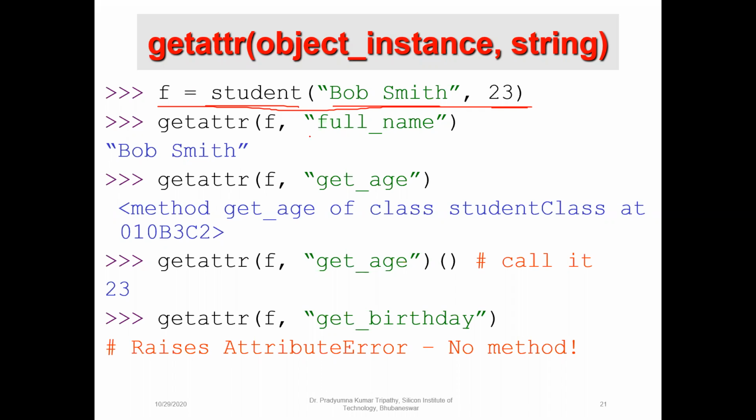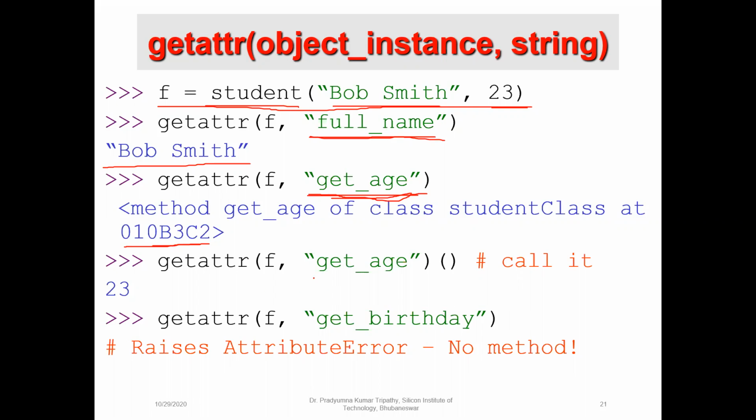If I give fullname, it is the attribute name. But similarly, if I give getAge, what is getAge? getAge is a method, right? So it will return something like: bound method getAge of class Student at this location. It will tell in which memory location it is. Try to understand: if I give the attribute name, it returns the value of that attribute. If I give only the method name, it returns the memory location.